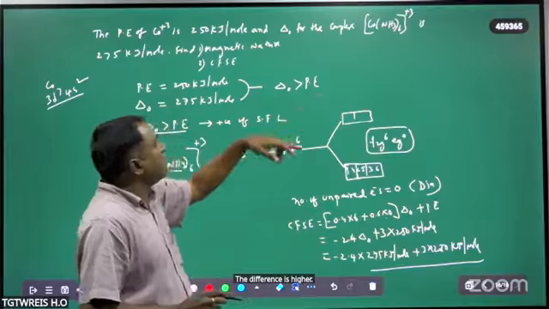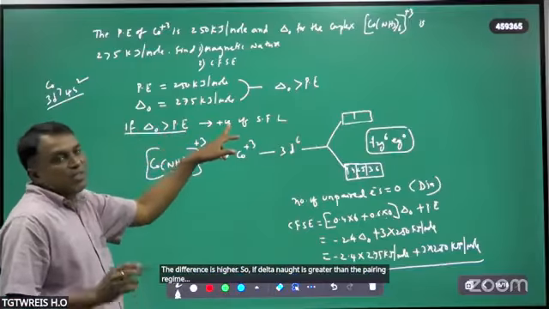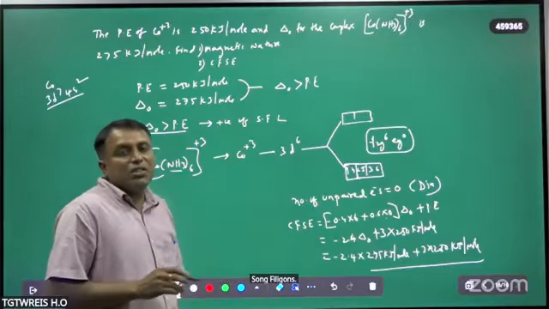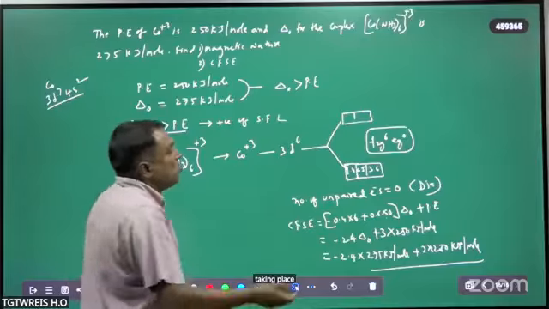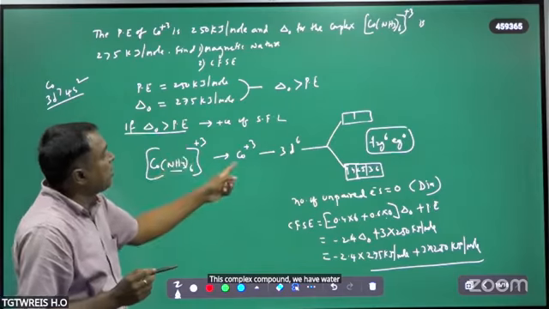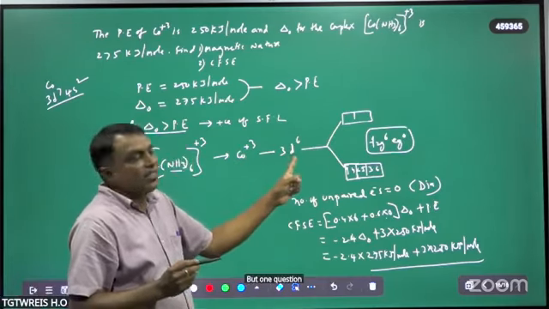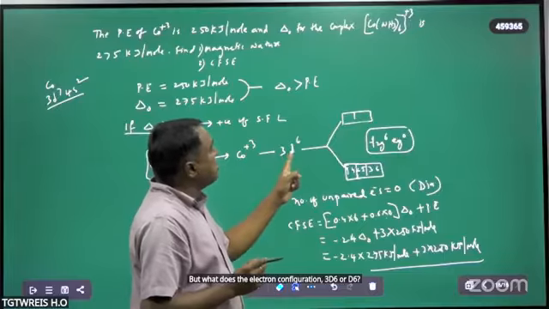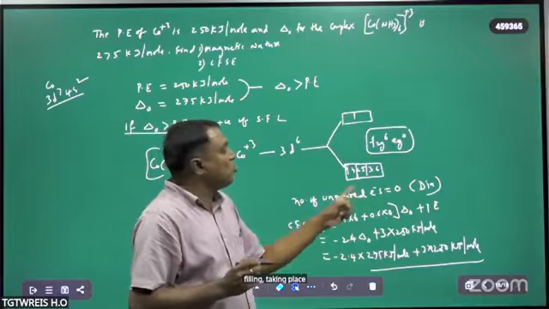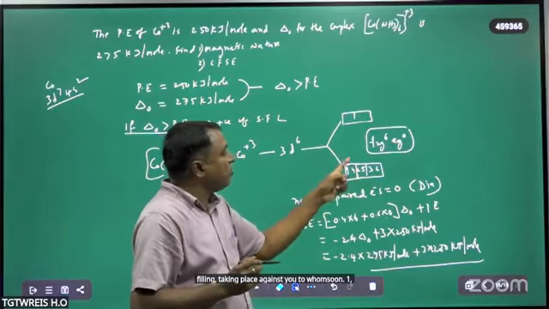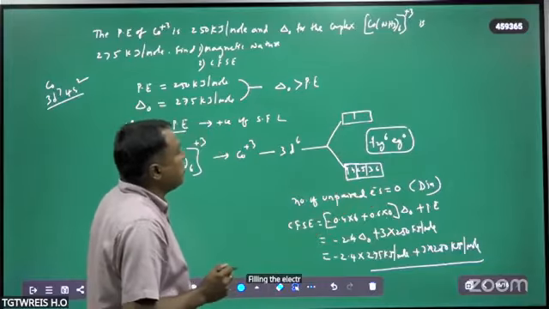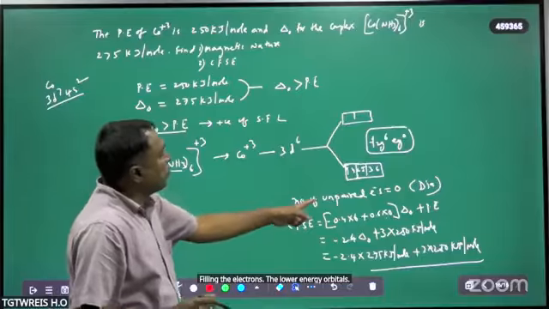If delta naught is greater than the pairing energy, this will happen in the presence of strong field ligands, and the electron distribution takes place against Hund's rule. Now, in this complex, cobalt is +3, so the electron configuration is 3d6. All these d6 electrons are filled against Hund's rule: 1, 2, 3, again 4, 5, 6. This is the way to fill the electrons in the lower energy orbitals.